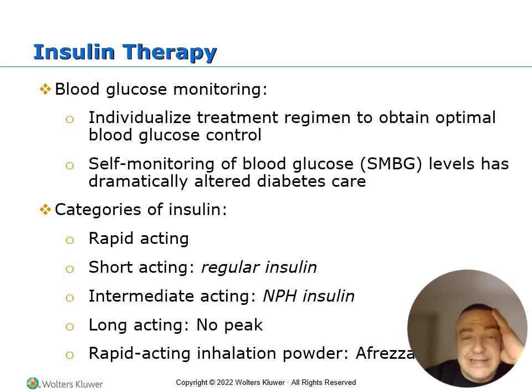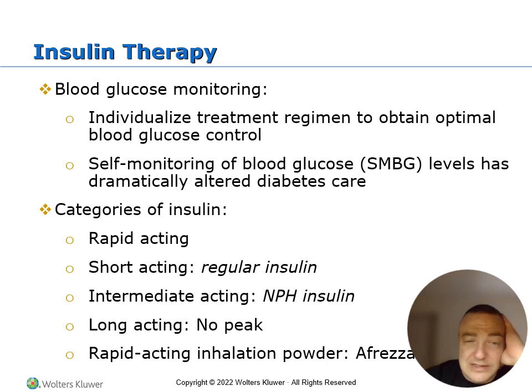Long acting, this is your Lantus. Okay, really no peak. It gets up there and hits a threshold and is long. And then by the time it should be coming down, you're giving yourself another shot. So that's your 24-hour. And then your rapid acting, your fast acting, your Humalogs and stuff. Those are there. Okay, regular insulin and NPHs have different half-lives on them.